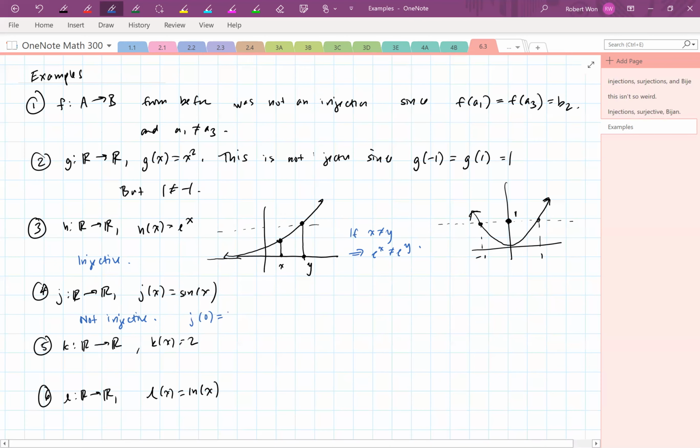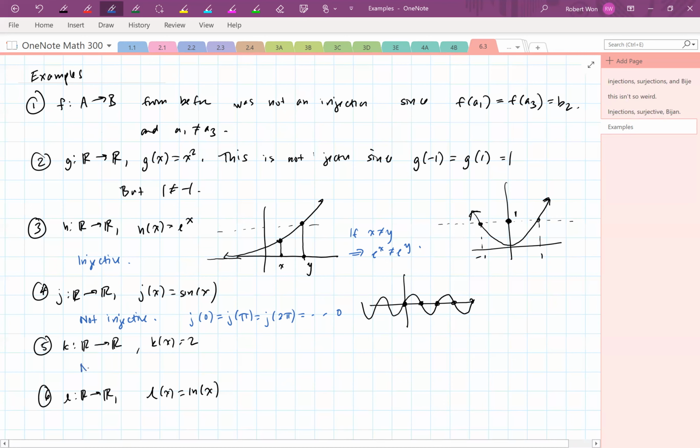J of 0 equals j of pi equals j of 2 pi. These things are all 0, right? Because the function looks like this. So if you want to get the output 0, there's infinitely many ways to do it, which means there's more than one way to do it, so it's not injective.